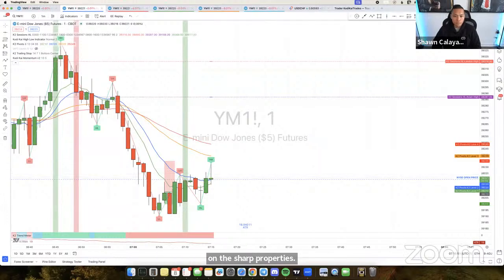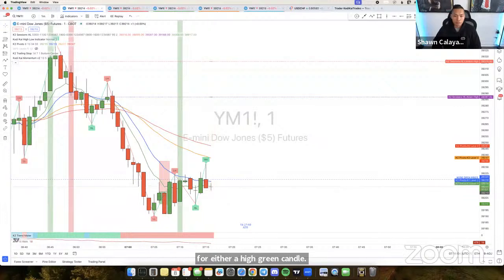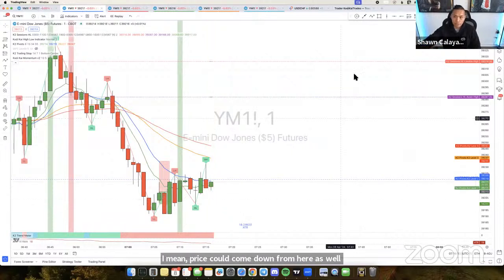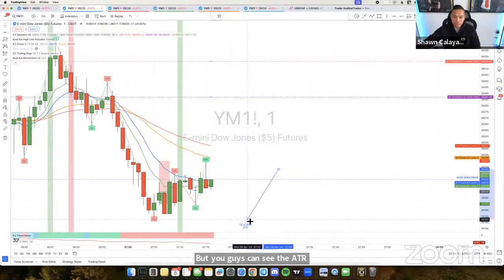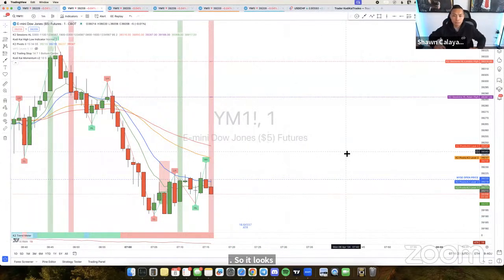All right, so we got price kind of pushing up a little bit. There's no double body, double wicks yet. We're looking for either a high green candle. Seeing price push a little higher. I mean, price could come down from here as well. But you guys can see the ATR starting to die down, which is what we expected. ATR is now down in the lower 18s, so it looks like it's probably going to get closer to the 16, 15 points.